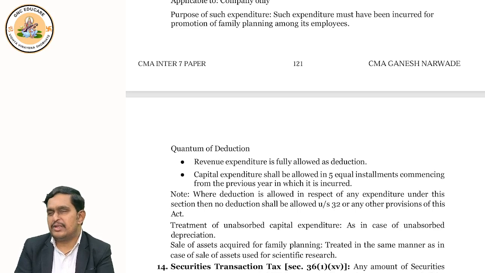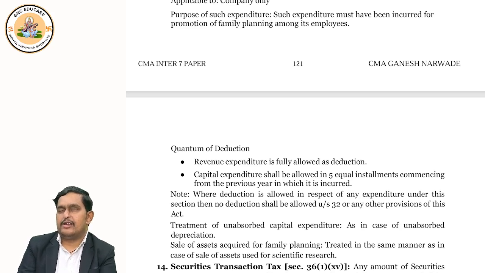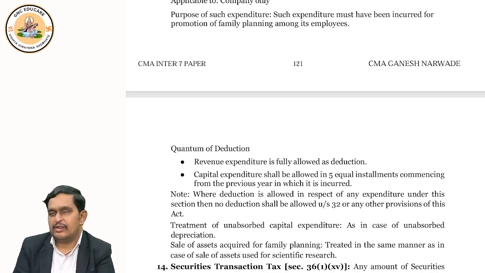If business income is not sufficient, what to do? Then you have to carry forward that expenditure to claim it in the next year. So next year, whenever we earn income, from that we will deduct this unabsorbed capital expenditure or unabsorbed family planning expenditure. We can deduct later on also.